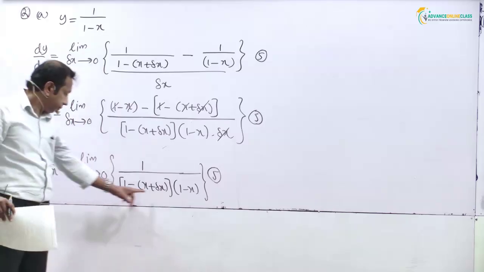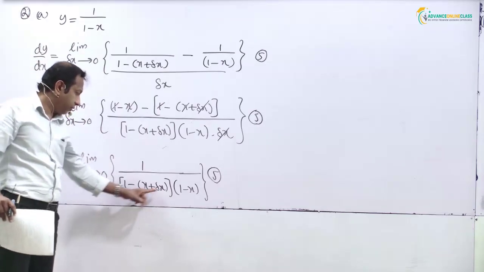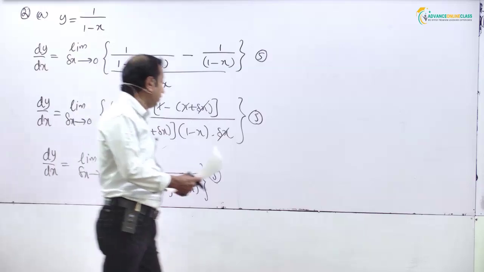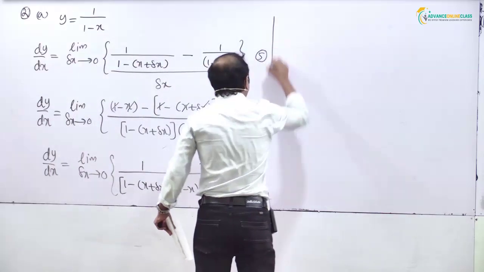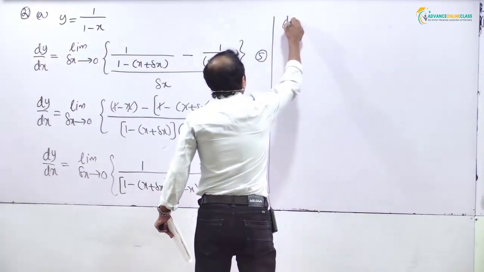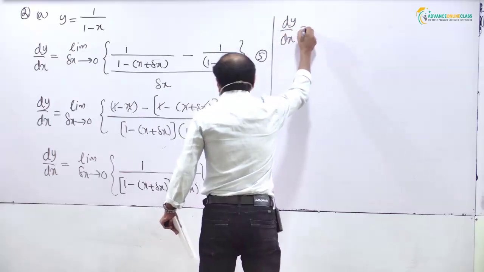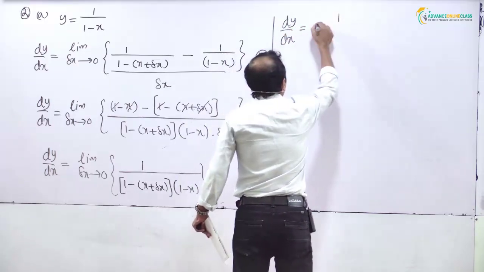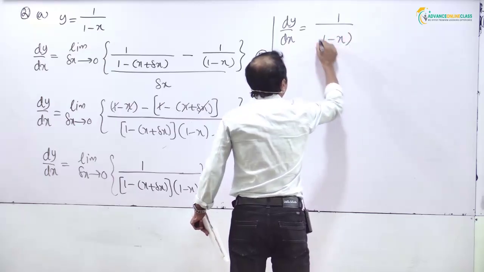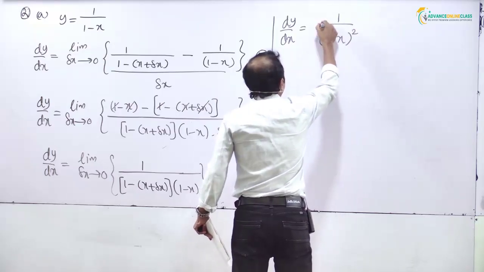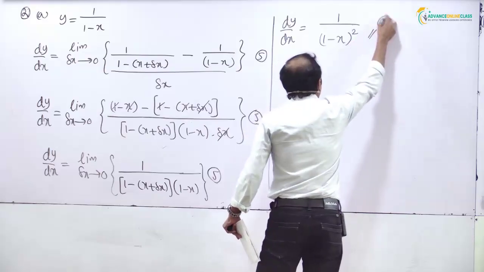Then put delta x equals 0. Here we get 1 minus x, here we get 1 minus x. This is nothing but 1 minus x squared, no? dy over dx is therefore 1 over 1 minus x whole squared. For this 10 marks.